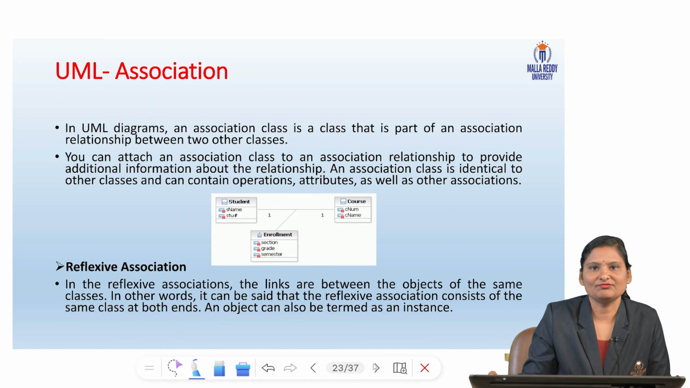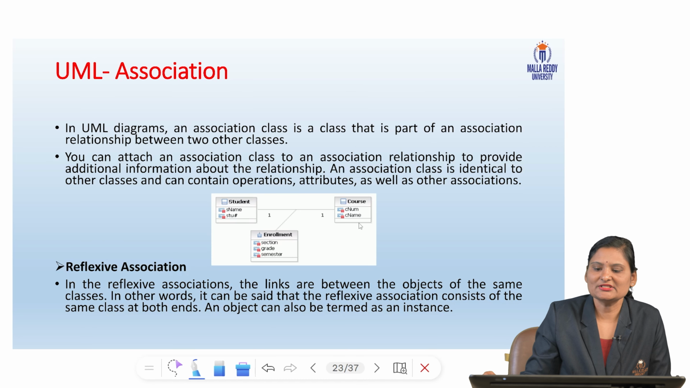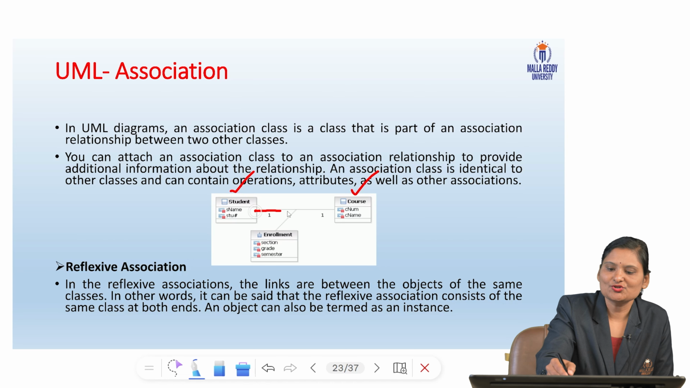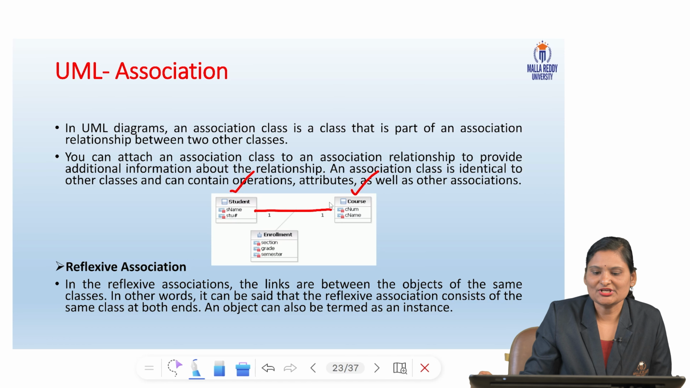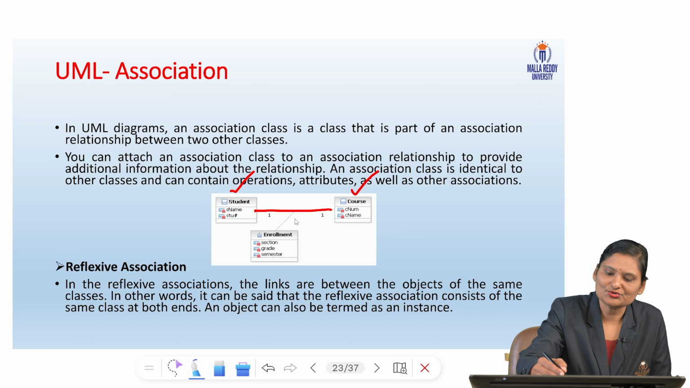Next, association. When do we use association notation? In UML diagrams, an association class is a class that is a part of an association relationship between 2 other classes. For example, if you see here, student is one class, course is another class. We are specifying a relationship between student and course through association. Student is associated with the course. But if you want to specify an association class here, we need to use an association class which is linked to the association.